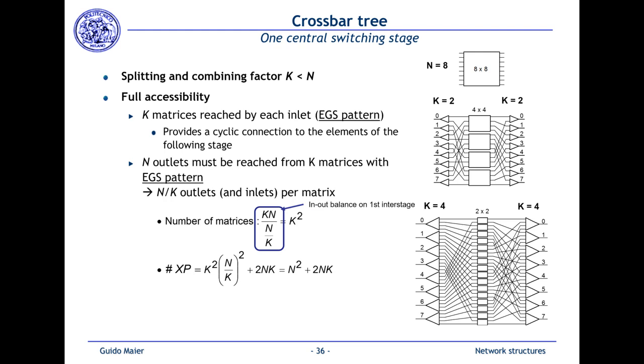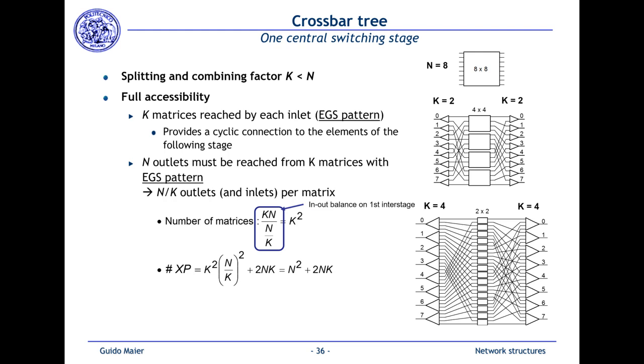This is N2. Okay. So when you make this ratio, you obtain that you need k square matrices in the central stage. So now we are able to build the three-stage crossbar tree in the general case.